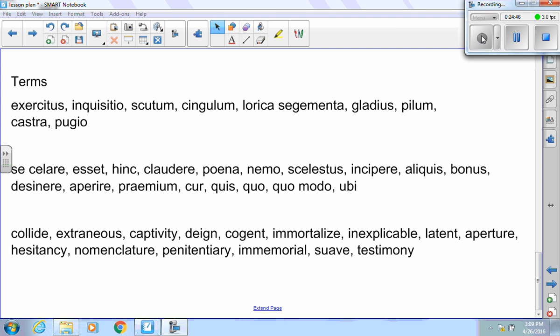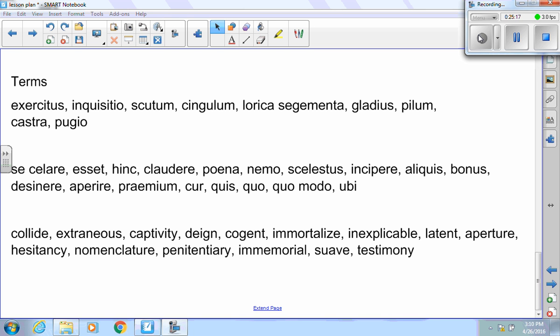Cultural terms. Exercitus is an army. Inquisitio would have been a board of inquiry. Scutum would have been a shield. Cingulum was a military belt. Lorica segmentata was body armor. Gladius was a sword. Pilum was a javelin. Castra were camps. Fugio was a small dagger.